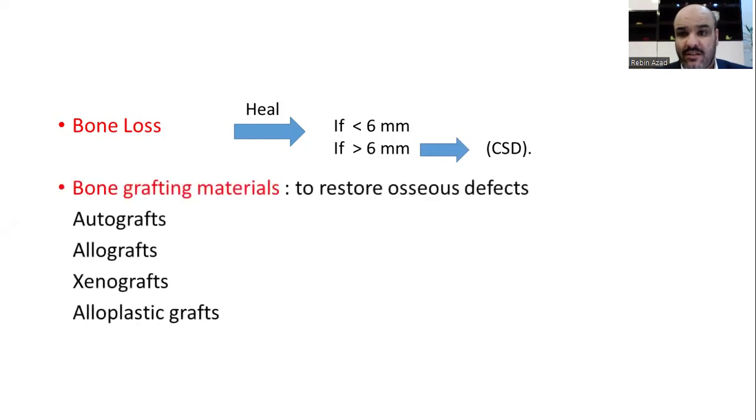To restore osseous defects, we have different bone graft materials: autologous bone graft, allograft, xenograft, and alloplastic bone grafts. The autogenous bone graft is the best one because it has osteoconductive and osteoinductive properties, but it has many disadvantages, like needing a second surgical site, pain, discomfort to the patient, and so on.